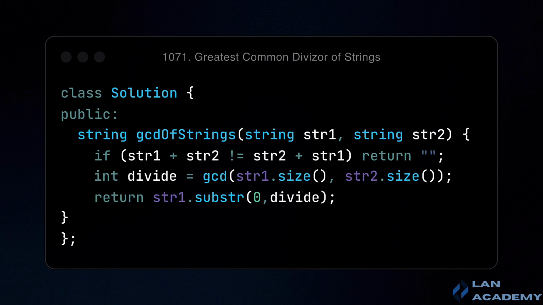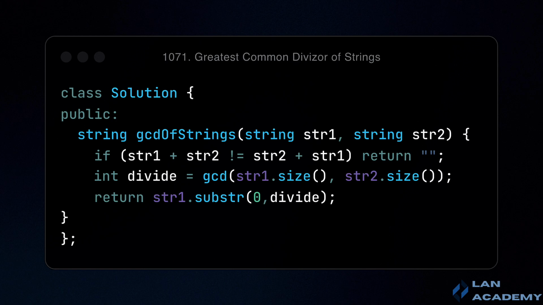Next, I need to calculate the GCD of string length. To do this, I will use the GCD function from the numeric library, which calculates the greatest common divisor of two integers, and the size function from the string library. After calculating the GCD between the two string sizes, I'll store the answer in the integer variable divide.